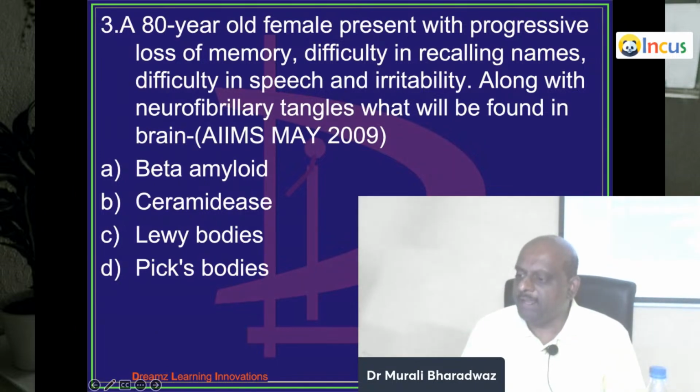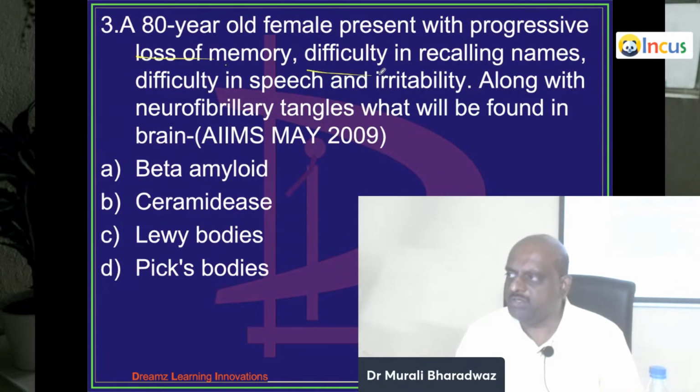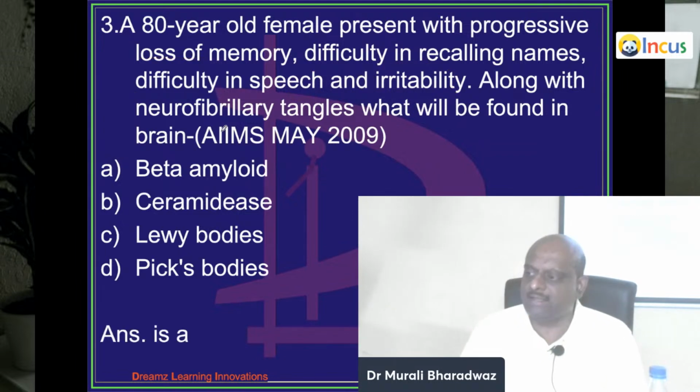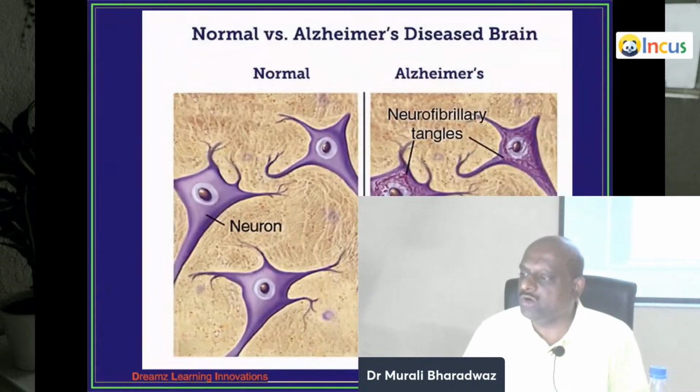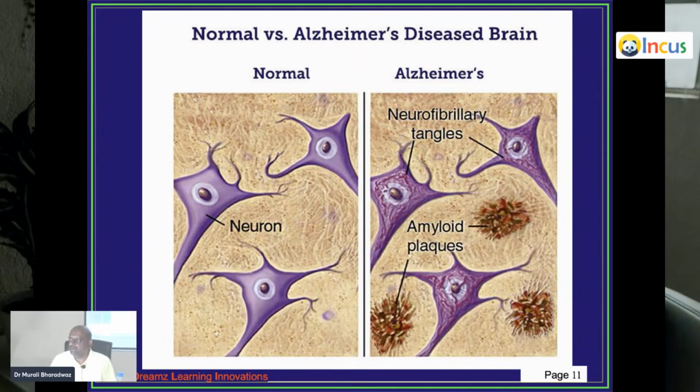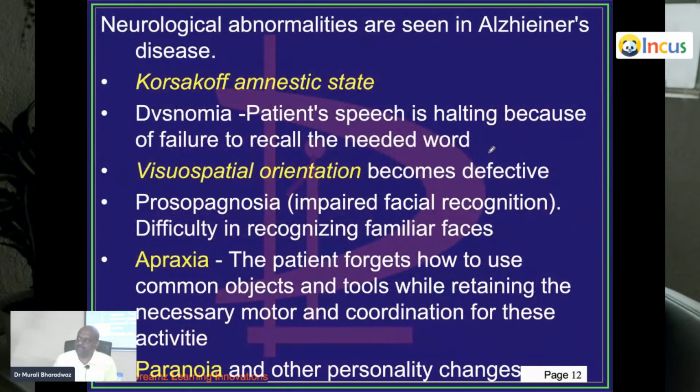An 80-year-old female presents with progressive loss of memory, difficulty in reading, difficulty in speech, irritability, neurofibrillary tangles. What is the most likely possibility? It is the beta amyloid is what you need to remember. So, whenever there are medicine questions, miscellaneous questions, I mean minor topics, these are the neurofibrillary tangles, amyloid plaques, which you see in case of Alzheimer's.